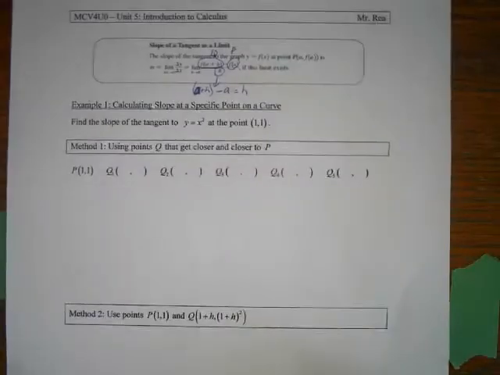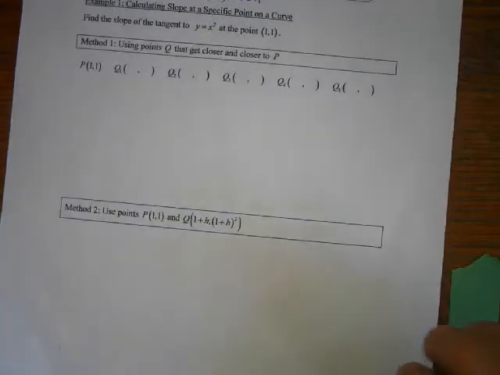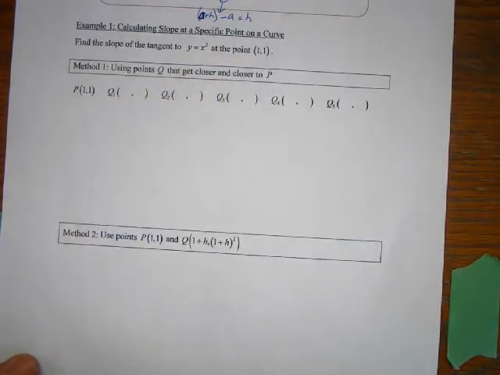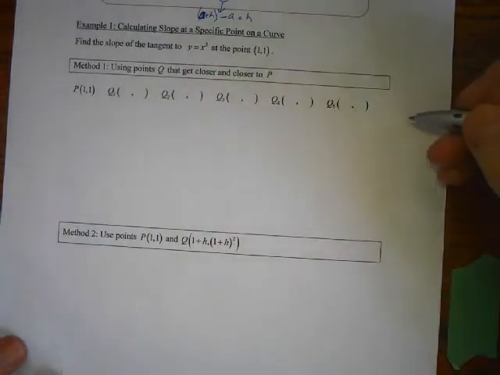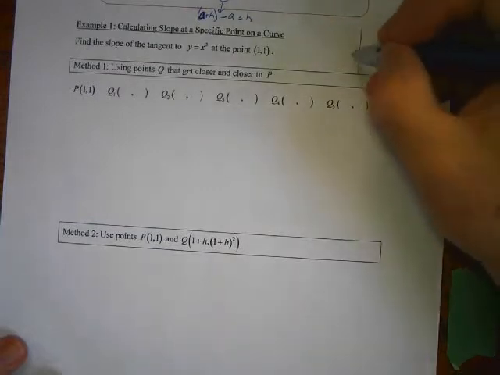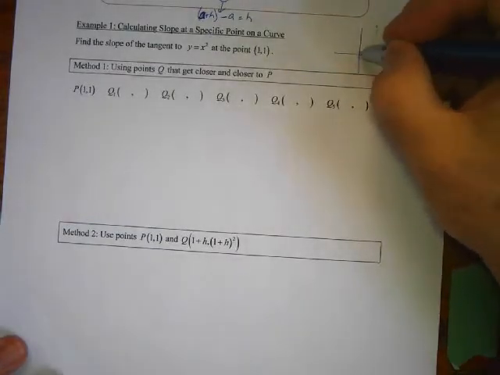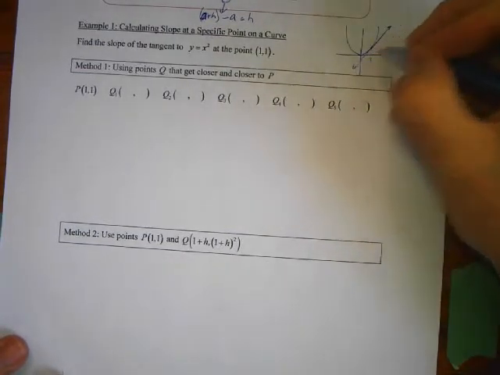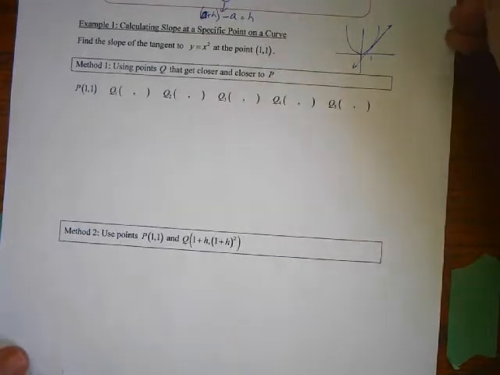Okay, so hopefully this example helps show you what we're doing here. Find the slope of the tangent using the function y equals x squared at the point 1, 1. Basically, if you did a graph of y equals x squared and say this was 1, what we're trying to do is find that slope. This is our m value.